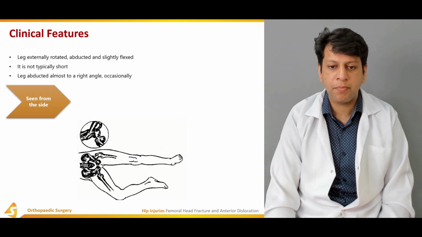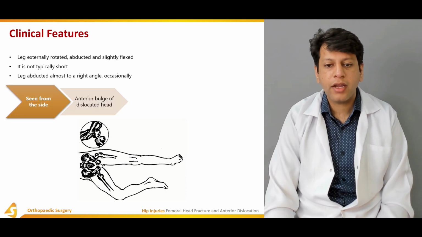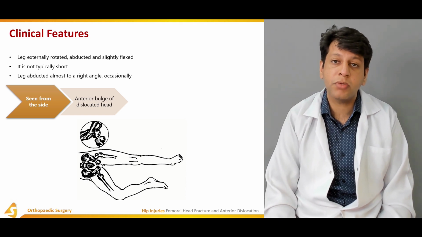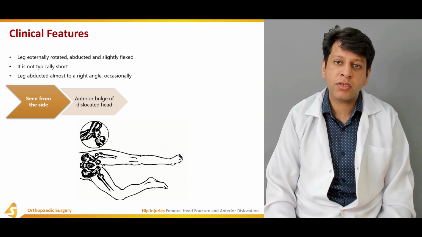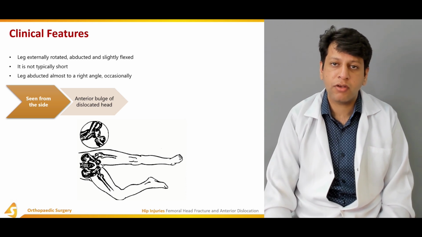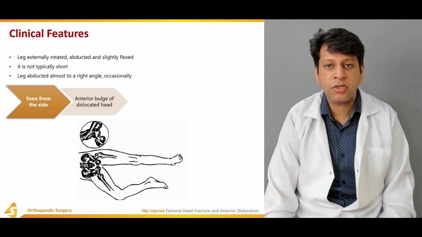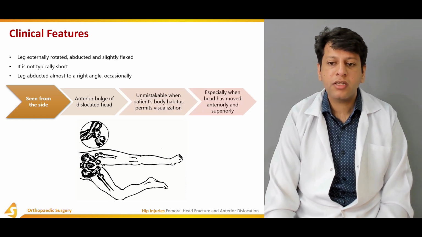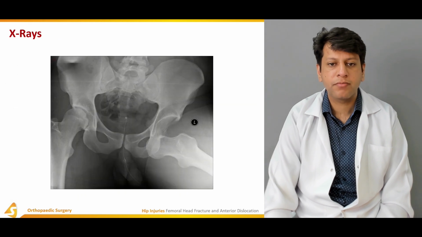If seen from the side, an anterior bulge of the dislocated head may be visible, but if the patient is too obese and there is a lot of muscle mass, this usually may not be visible. But in a thin, lean patient with small muscle mass, the head can be palpated straight away anteriorly over the thigh or groin area, especially when the head is moved anteriorly and superiorly.